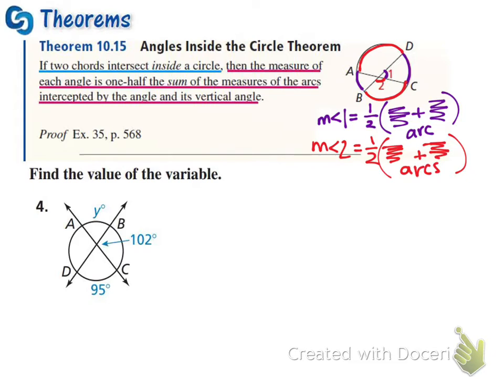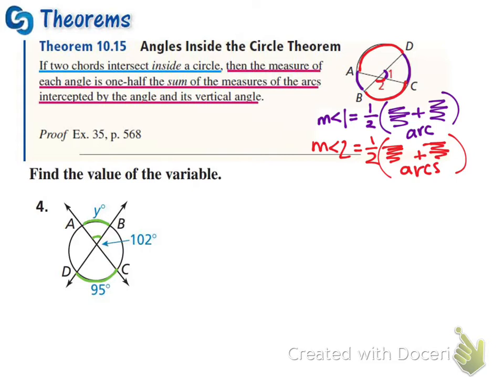So here's what we'll look at in the first example. We've got a y, which is our goal. Find the value of the variable. We've got y, which is across from arc 95. So go ahead and highlight these in the same color. They only correspond with the angles that formed them, which would be these two angles.